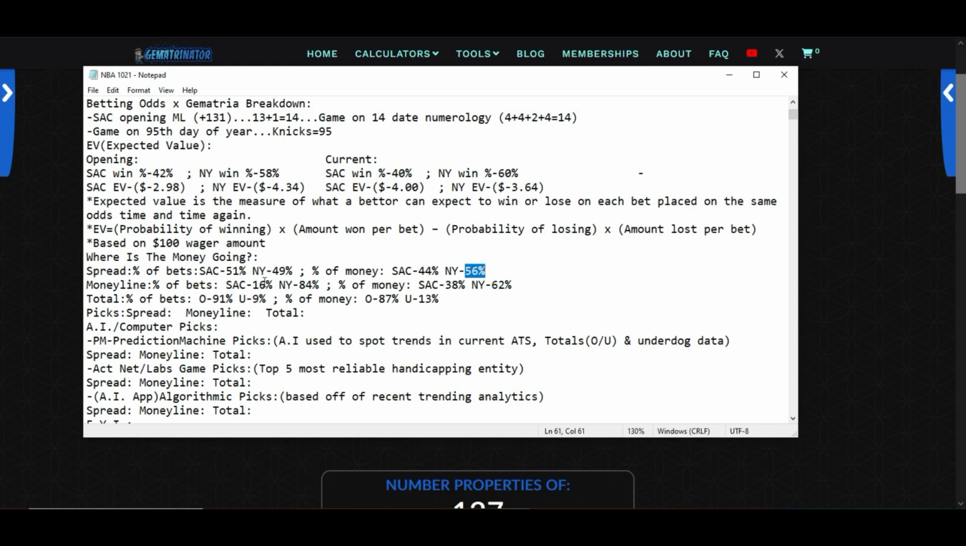Money line. Percentage of bets, 16% for the Kings, 84% for the Knicks. Percentage of money, 38% for the Kings, 62% for the Knicks.